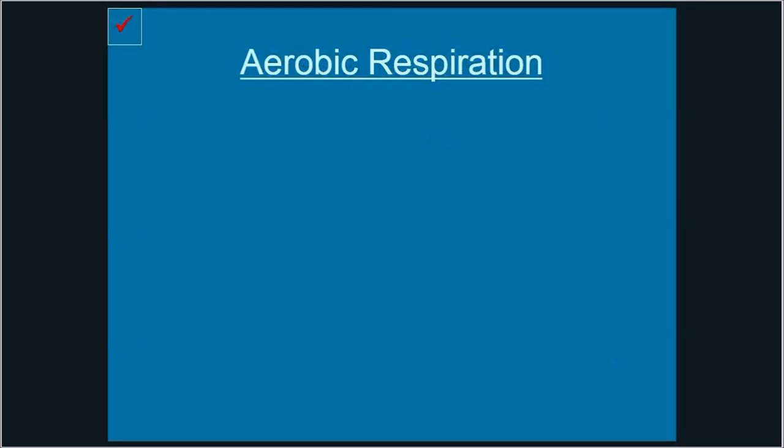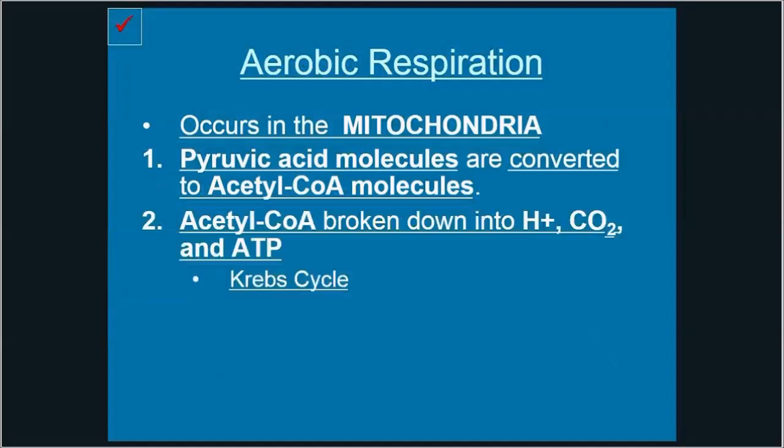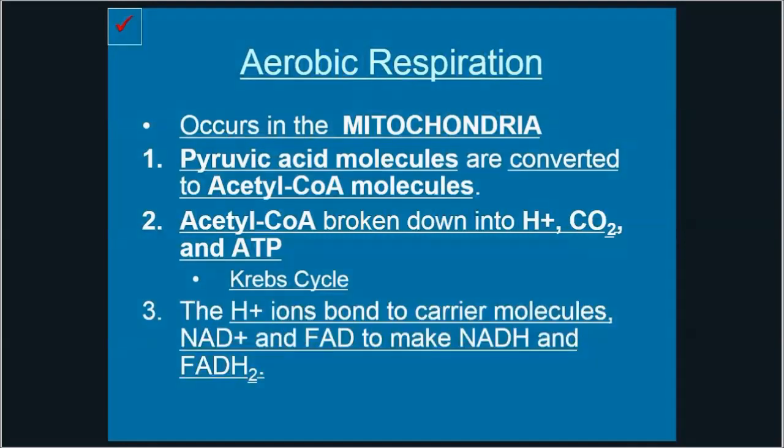So aerobic respiration occurs inside the mitochondria. And it takes those two pyruvic acid molecules and they're converted into acetyl-CoA. And then that is broken down further into hydrogen ions, carbon dioxide, and ATP in the Krebs cycle. Krebs cycle is named just like the Calvin cycle was named after the scientists that discovered it.